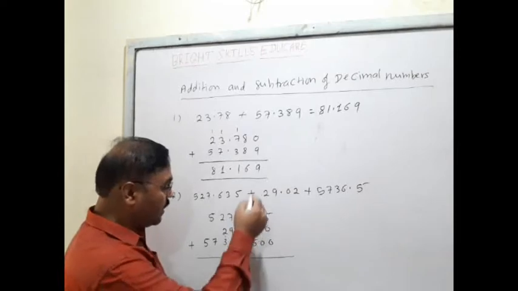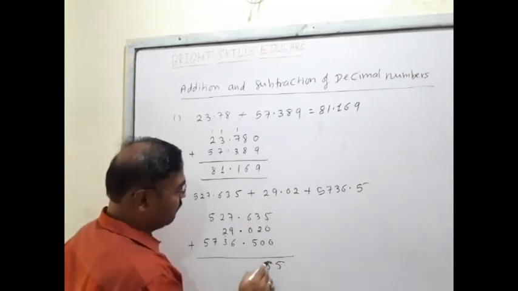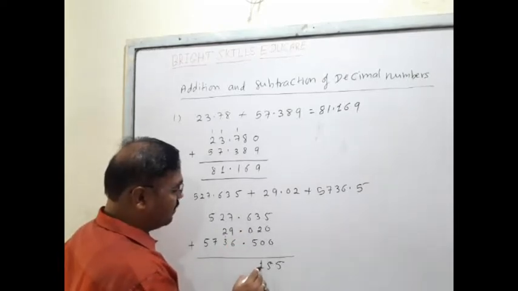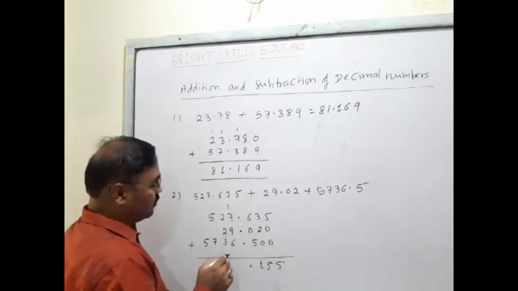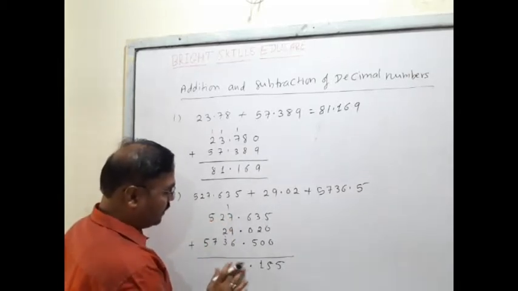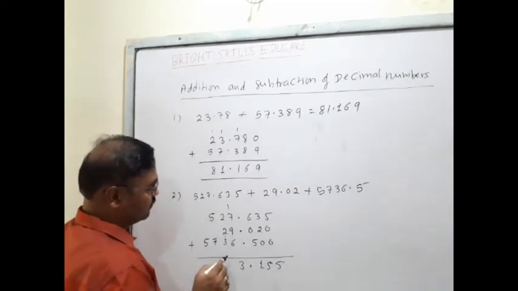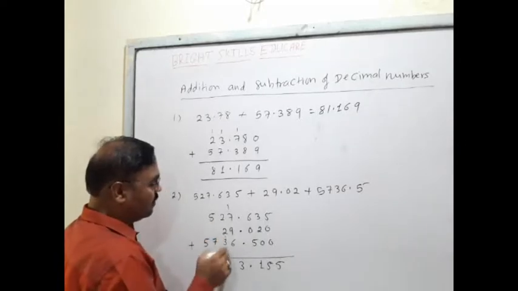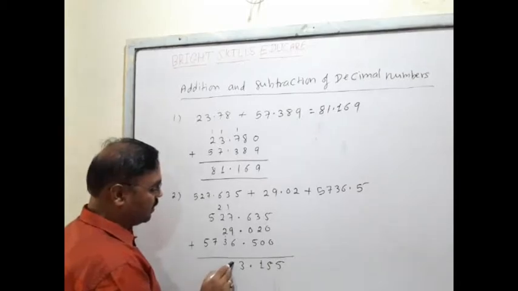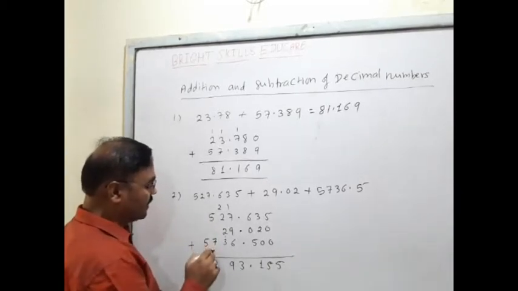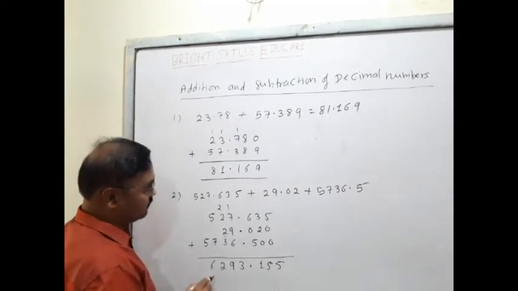Like that only. Now you can add it. 5, 3 plus 2, again 5, 6 plus 5, 11. Point, decimal point should be here. Carry 1, 23. 23 है तो 3 will come here. Then carry 2. 2 plus 2, 4. 4 plus 2, 6. 6 plus 3, 9. Then 5 plus 7, 12. Carry 1. 5 plus 1, 6.